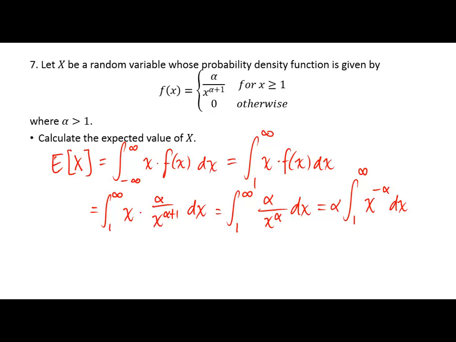So alpha is bigger than 1. What's that integral? The integral of x to the negative alpha. The integral of x to any power is what? You add 1 to the power and divide by the new power. So this is x to the negative alpha, add 1 to it and divide by the new power, negative alpha plus 1. Then I want to evaluate that at 1 and infinity.